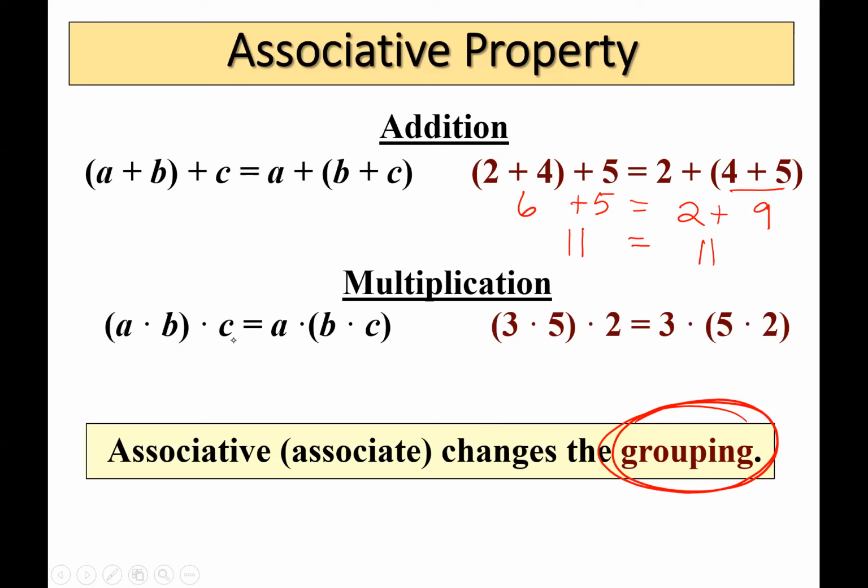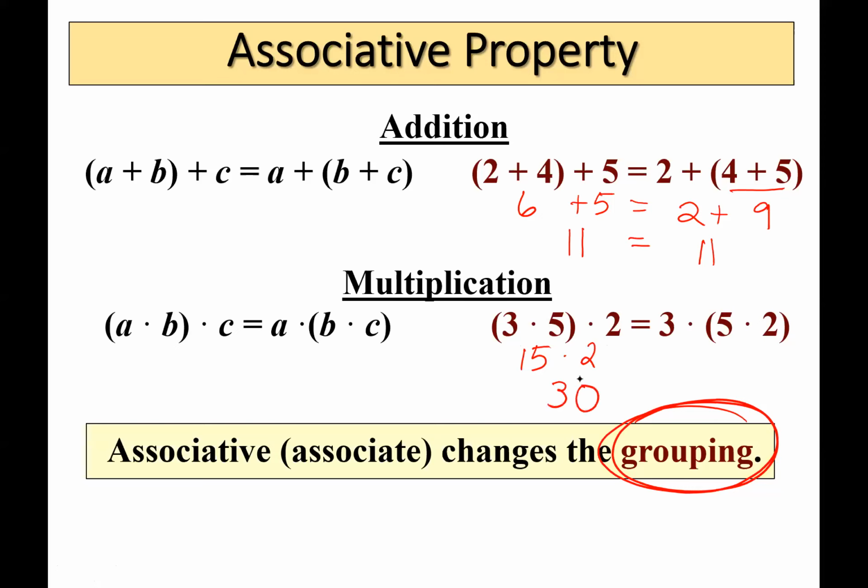A times B times C equals A times B times C. The difference is on the left side, we have A times B in parentheses. And then on the right side, we have B times C in parentheses. So again, A, B, C, it's just the parentheses are kind of shifting in terms of where they are. So our number example, we have 3 times 5 times 2. The 3 times 5 is in parentheses. So 3 times 5 is 15.